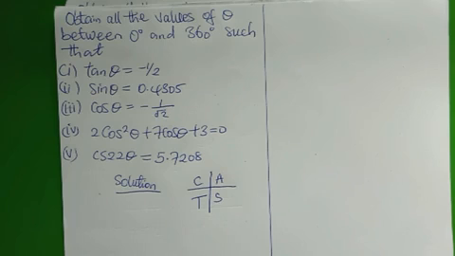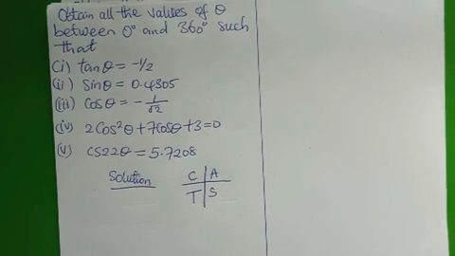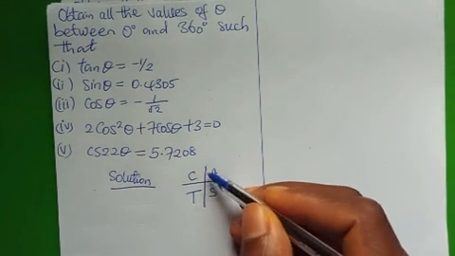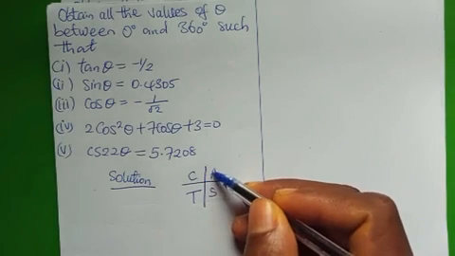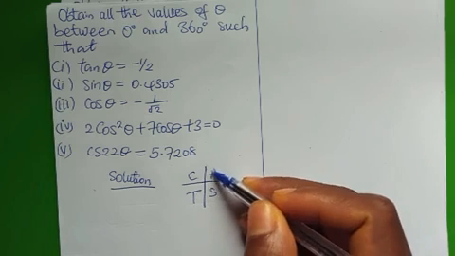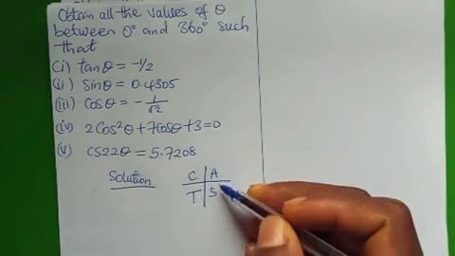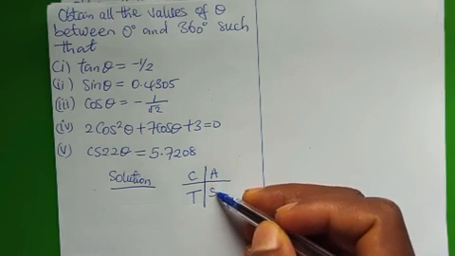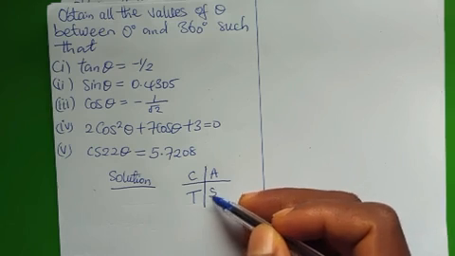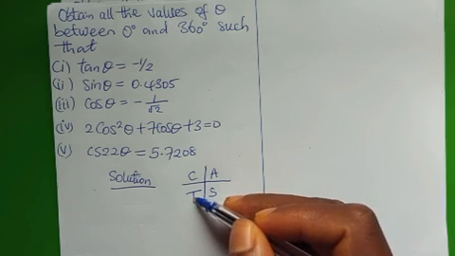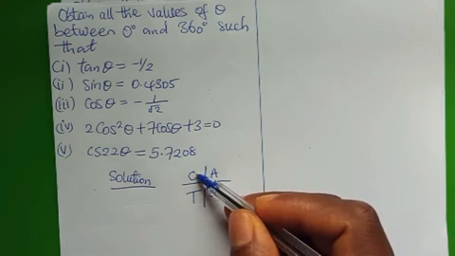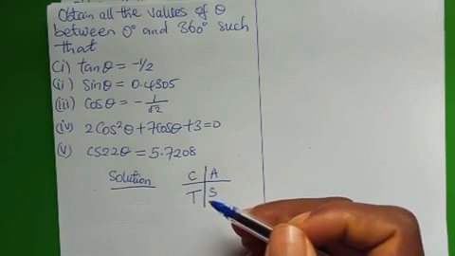Okay, before we solve this problem, let's look at the quadrants. We have four quadrants. In the first quadrant, all the trigonometric identities are positive. In the second quadrant, only sine is positive. In the third quadrant, only tan is positive. Finally, in the fourth quadrant, only cosine is positive.